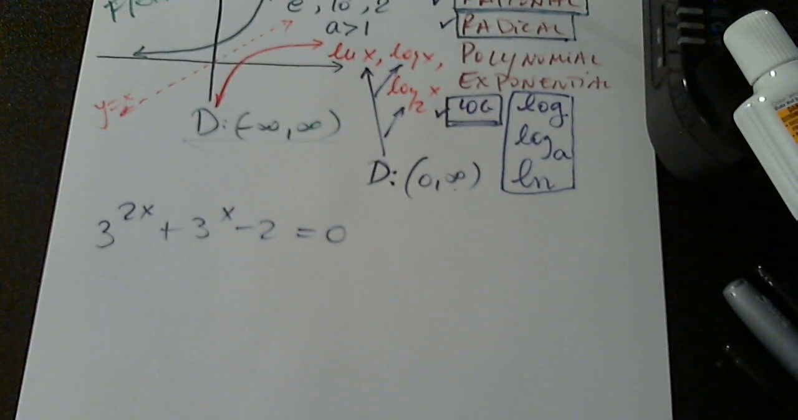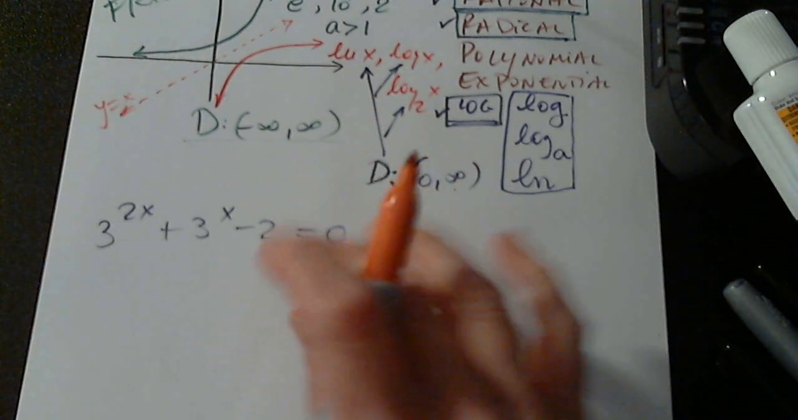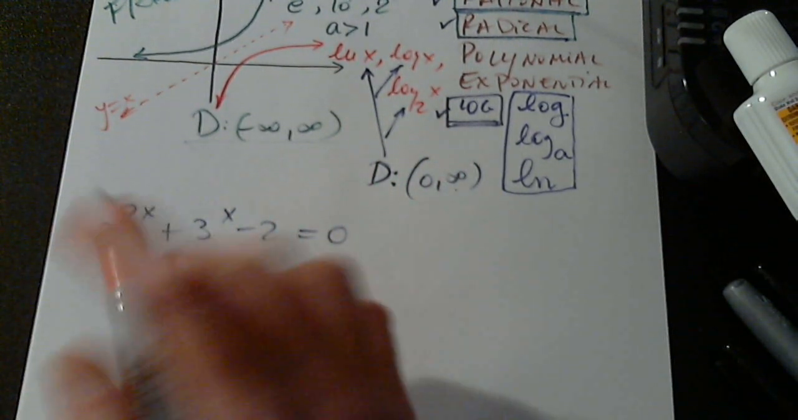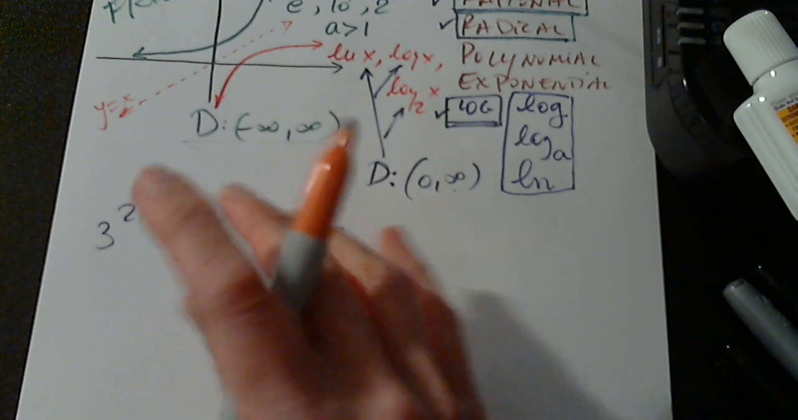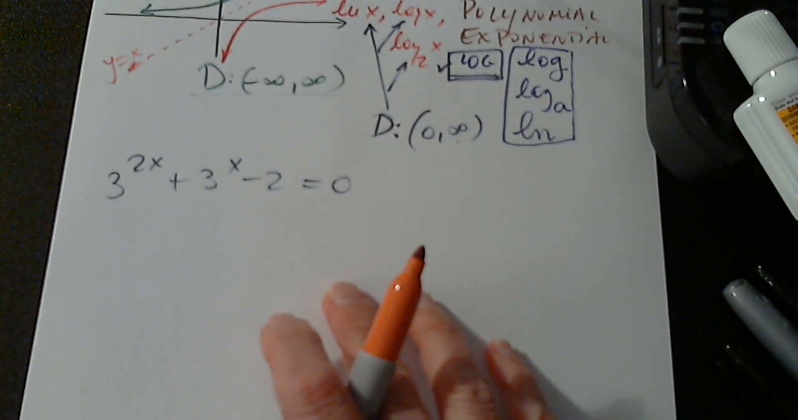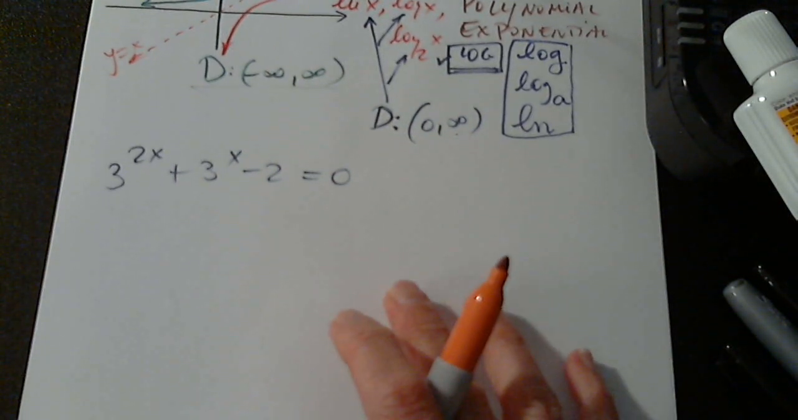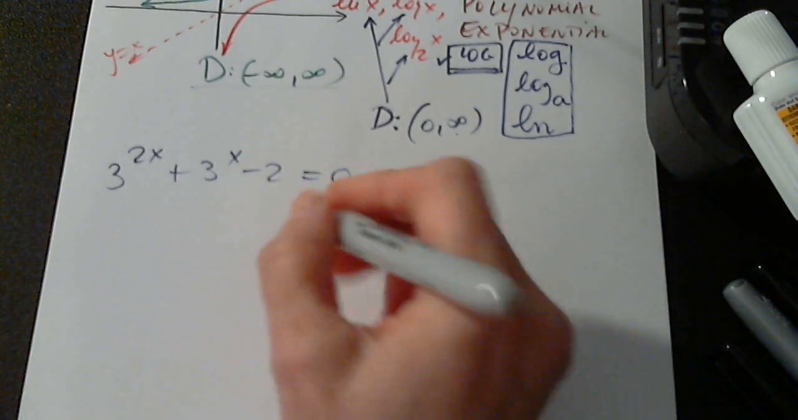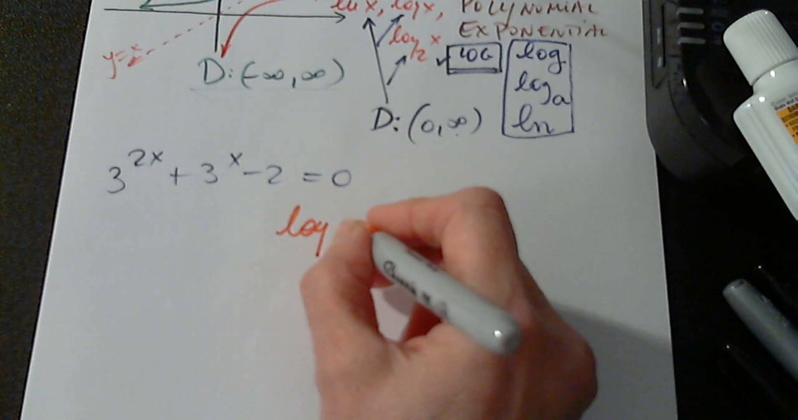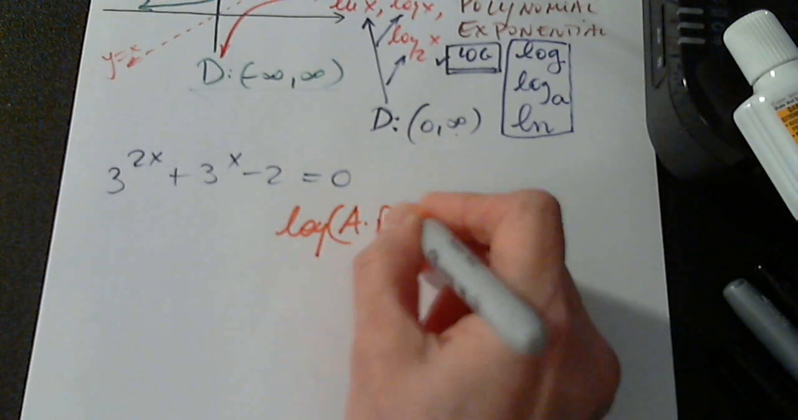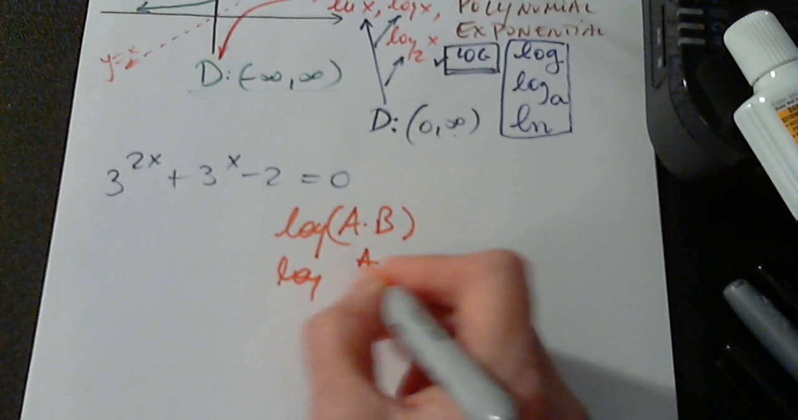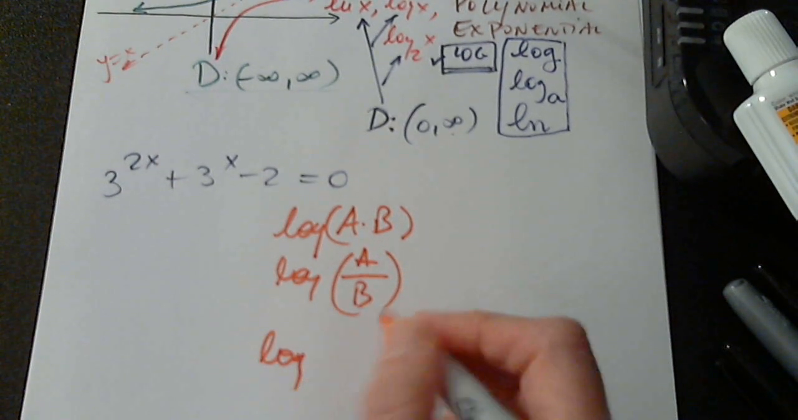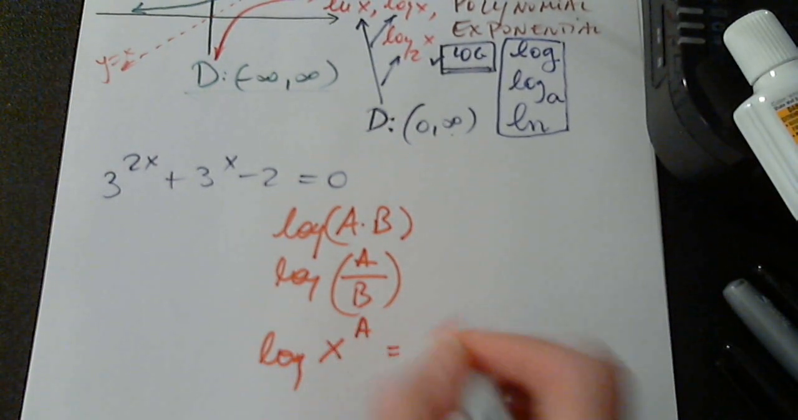Move 2 to the other side by adding it. Perfect idea. So we move 2 to the other side, and when we apply natural log, we cannot apply it to a sum. So maybe we should also review the properties of log. Okay. So we have 3 properties. A product, log applied to a ratio, and log applied to a power. Let's say x to a.